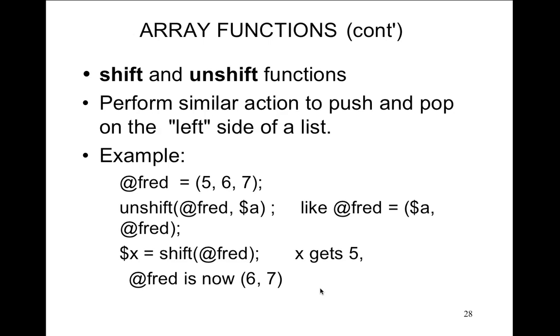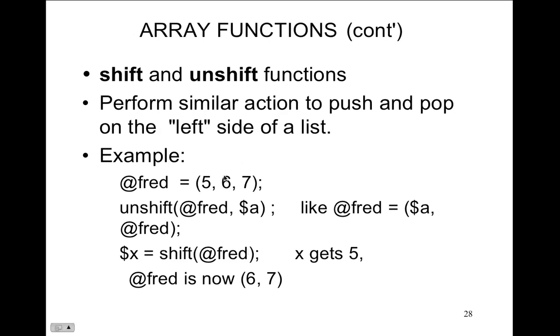Shift and unshift functions perform similar activities to pop and push on the left side of the array. So these are your queue operations. You're shifting it in the queue. Now you're number 1. Now you're next. And you're coming in the back and coming out the front.